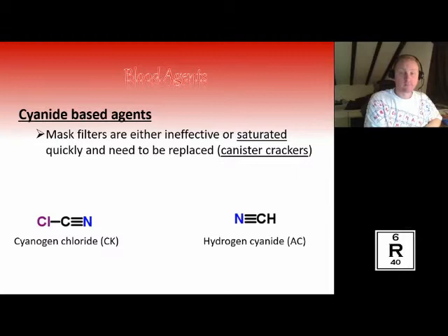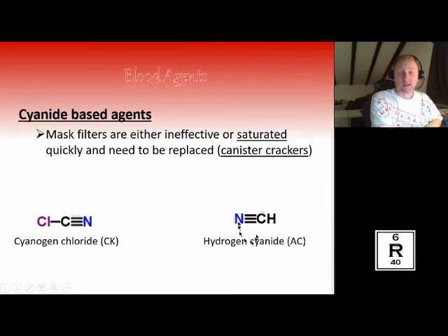So cyanide, if you guys remember your polyatomic anions, cyanide is carbon nitrogen negative. So it's CN negative, it's a polyatomic anion. So this is the cyanide right here. And it's attached to a chlorine, or you could have your cyanide right here attached to a hydrogen. That's the only difference, but that's the cyanide, the CN triple bond.